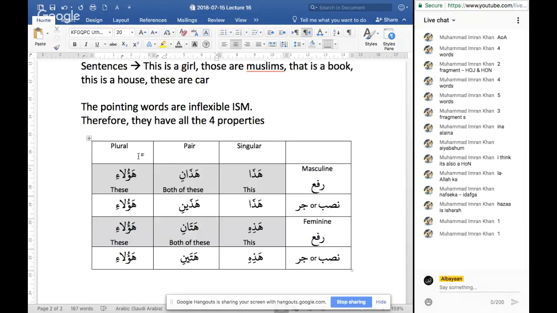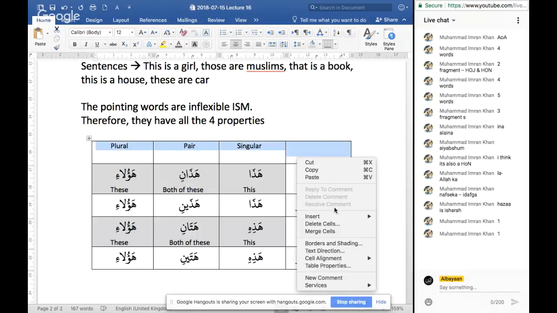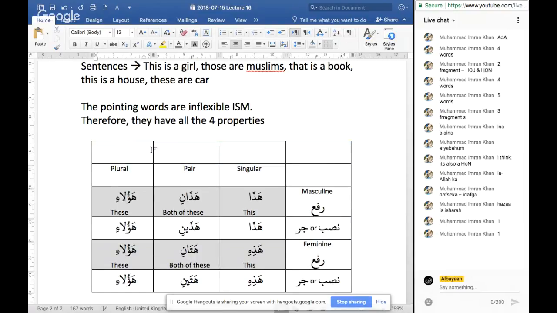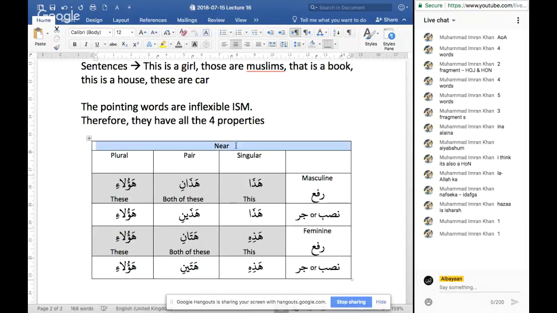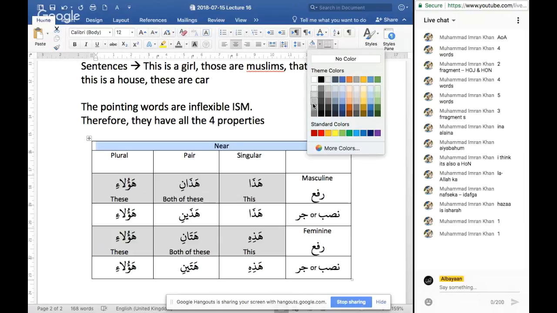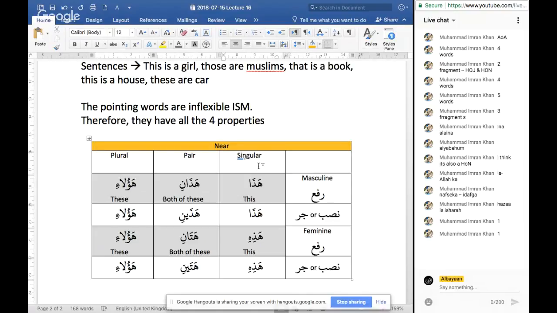All of these pointers point to nearby things. These are for nearby things. So let me clarify this here. These are pointers for near. Let me give them a different color so you remember. Orange. Okay? These are for near. Any object which is near, you would use these pointers. Not for far. The pointers for far are separate. They are different pointers, and they are easy as well, just like this one, and you know them already, perhaps.